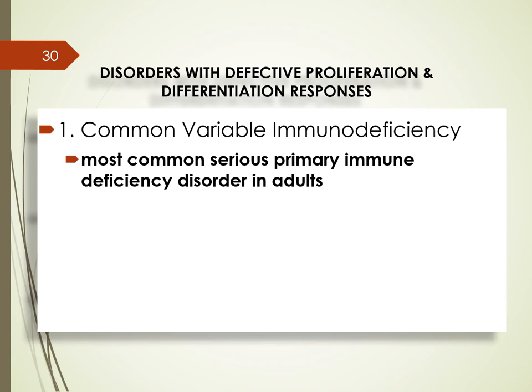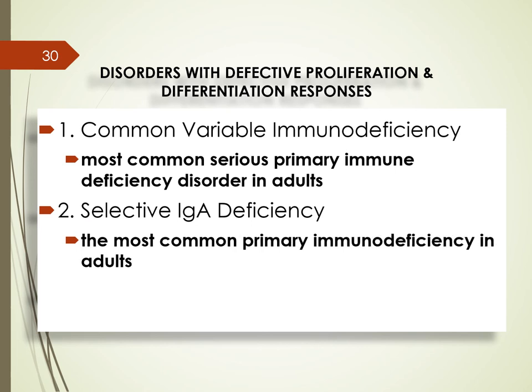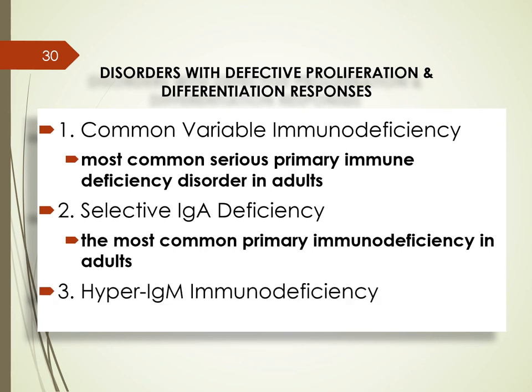This is the most common, remember, most common serious primary immune deficiency disorder in adults. Your selective IgA deficiency is the most common primary immune deficiency in adults. Okay? Let us differentiate the two. Your most common serious primary immune deficiency in adults will be your CVID, or your common variable immune deficiency. The most common primary immune deficiency in adults will be your selective IgA deficiency. This is just the most common, but this one is the most common serious primary immune deficiency.